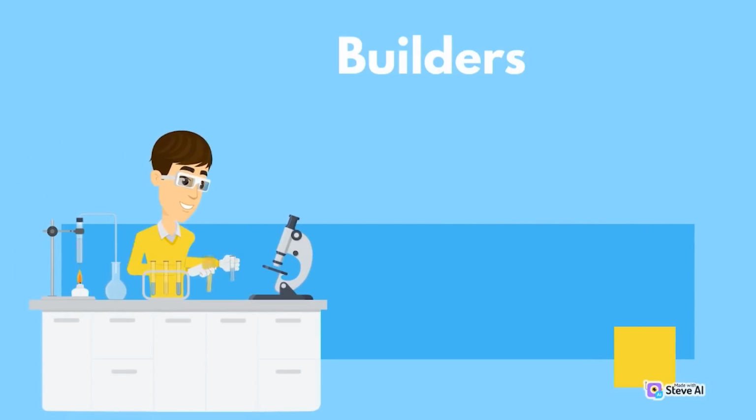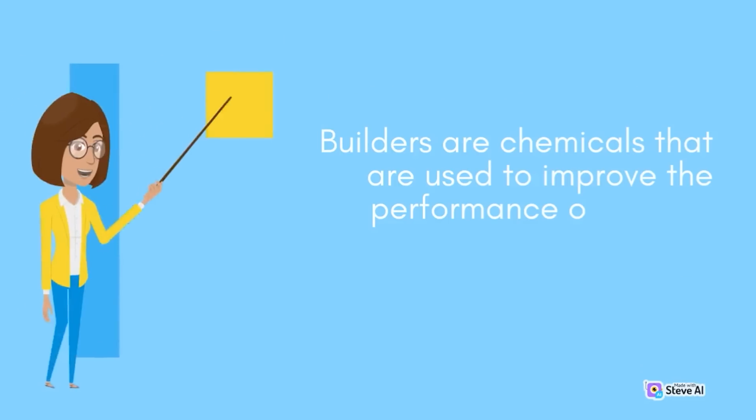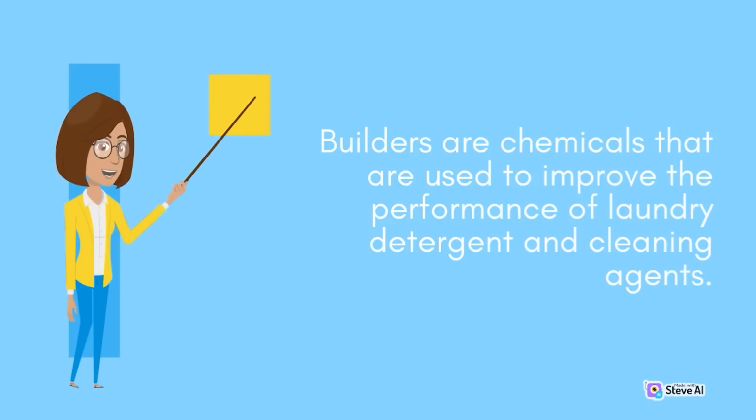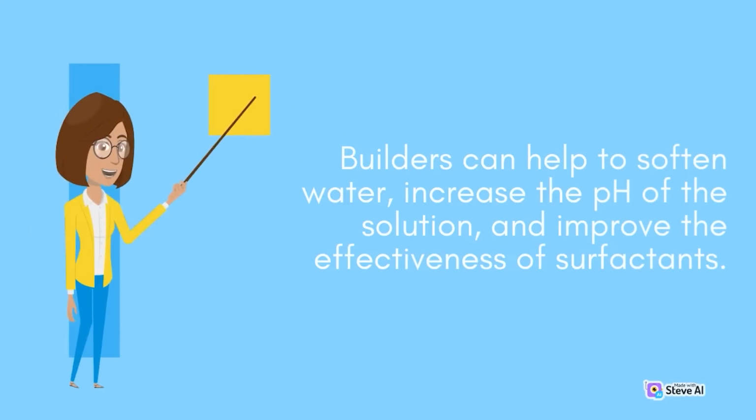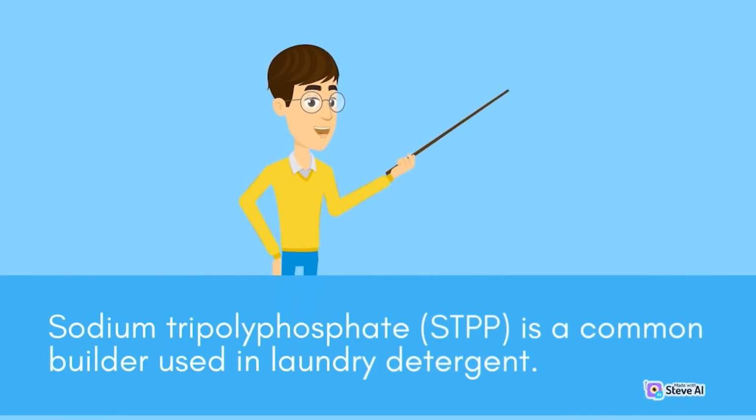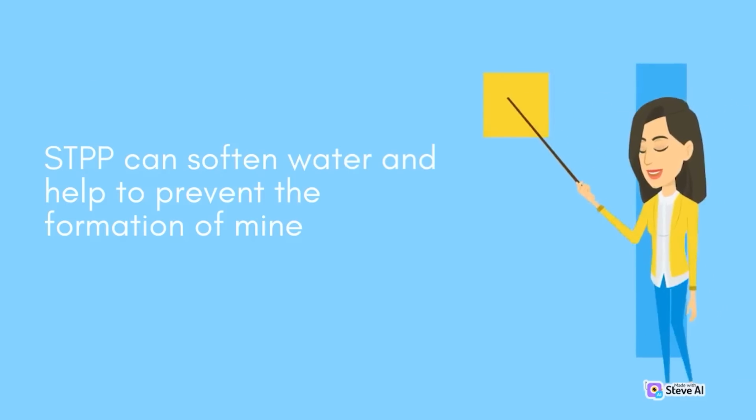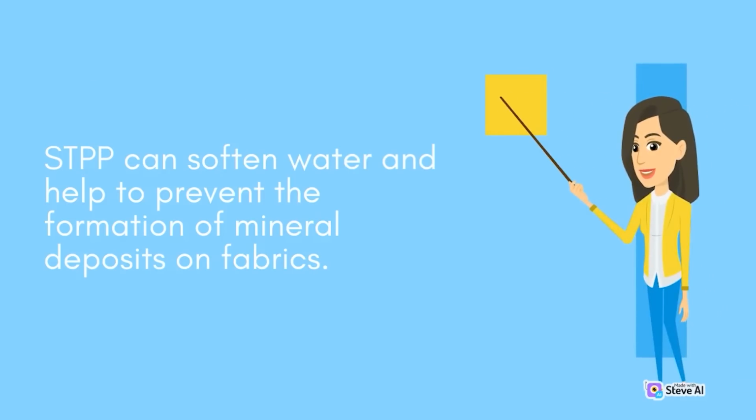Builders. Builders are chemicals that are used to improve the performance of laundry detergent and cleaning agents. Builders can help to soften water, increase the pH of the solution, and improve the effectiveness of surfactants. Sodium tripolyphosphate, STPP, is a common builder used in laundry detergent. STPP can soften water and help to prevent the formation of mineral deposits on fabrics.